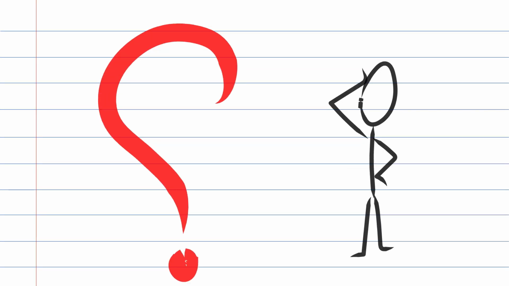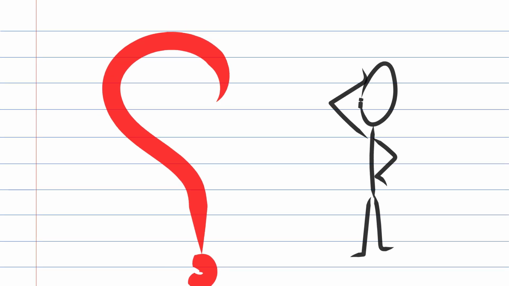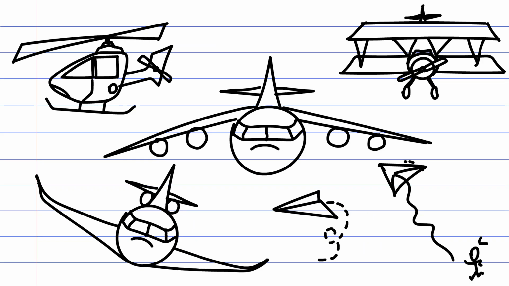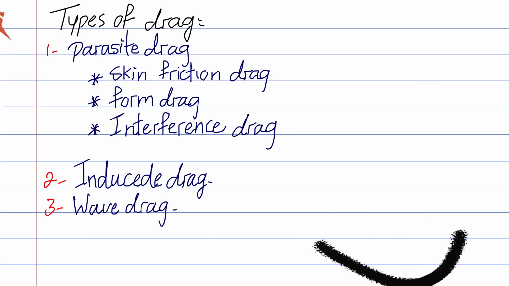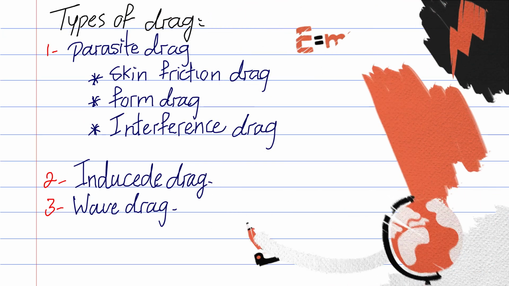So what is parasite drag? Parasite drag is the drag caused by the shape of the airplane and the material the airplane is made of as well. Let's go through the different types of parasite drag one by one to clarify more.